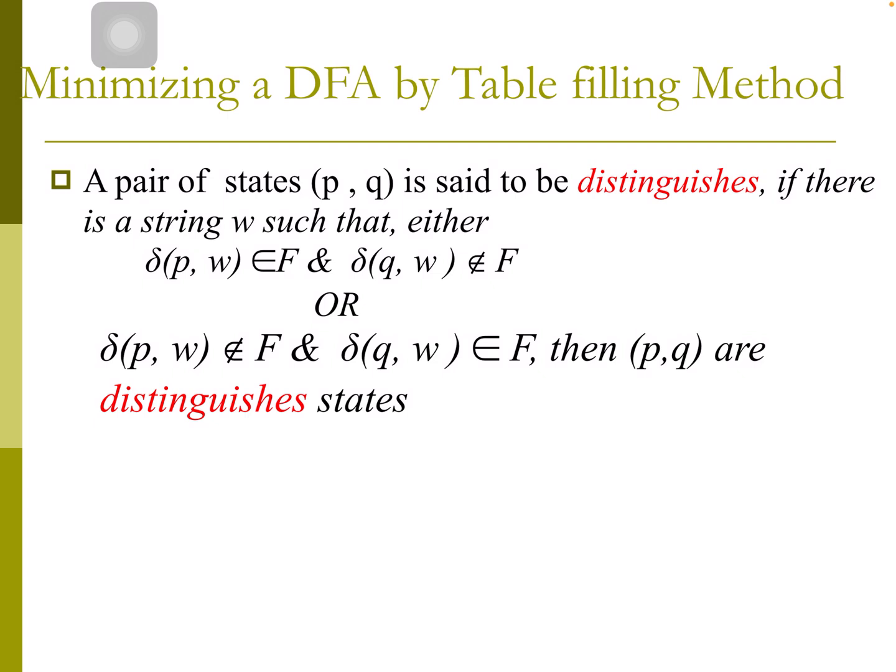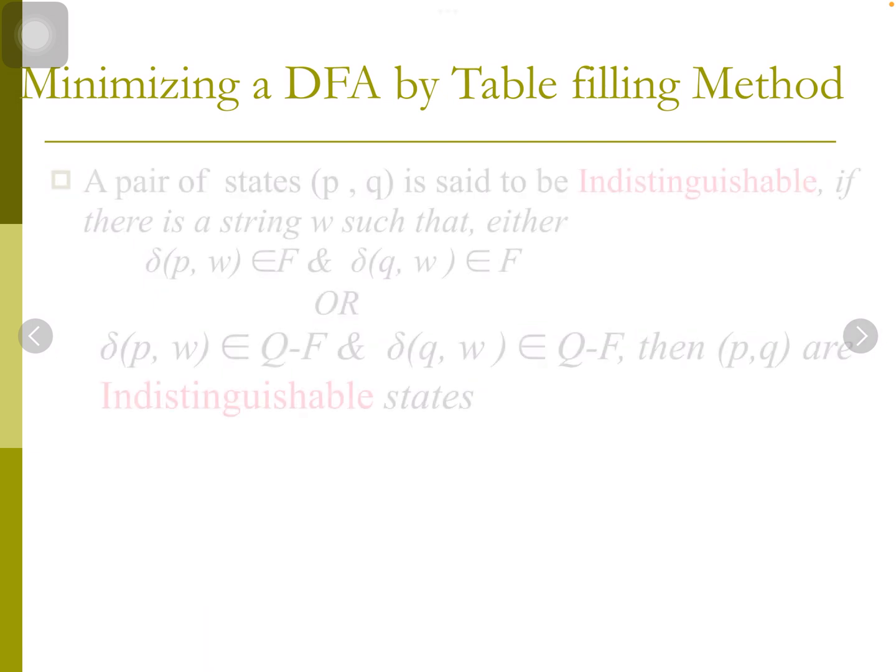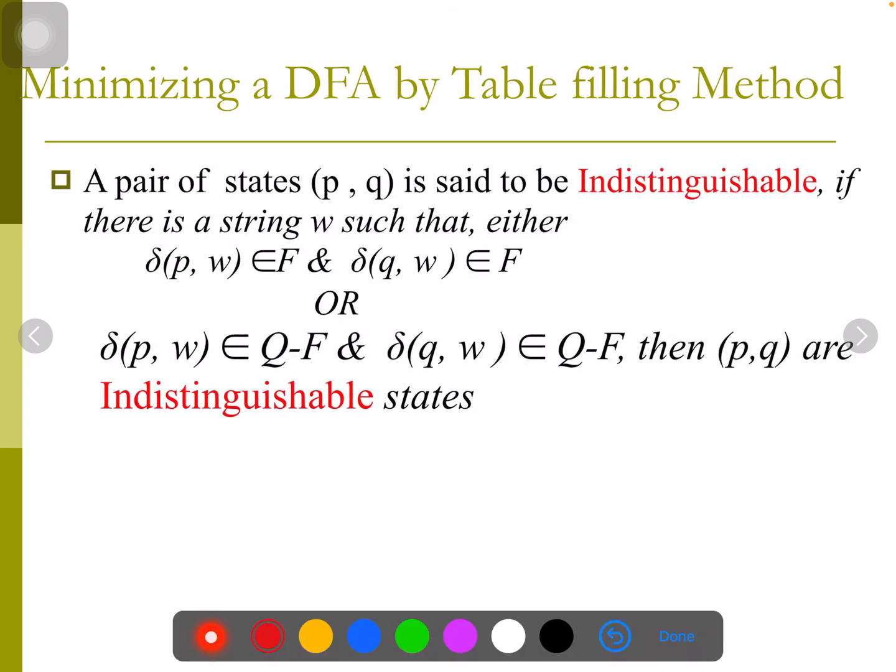A pair of states P, Q is said to be distinguishable if there is a string W such that either delta(P, W) belongs to F and delta(Q, W) does not belong to F, or delta(P, W) does not belong to F and delta(Q, W) belongs to F. Then P, Q are distinguishable states. Similarly, another terminology is indistinguishable.